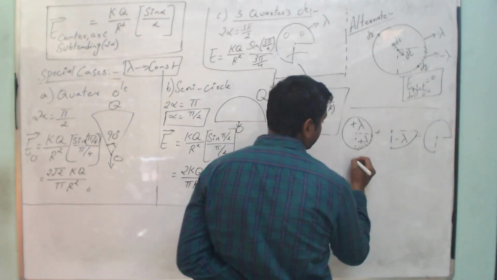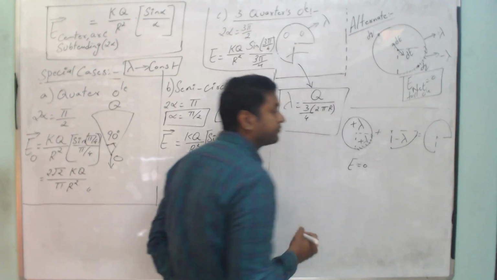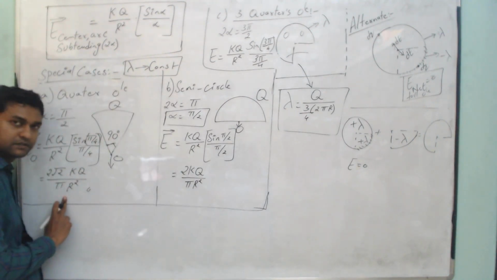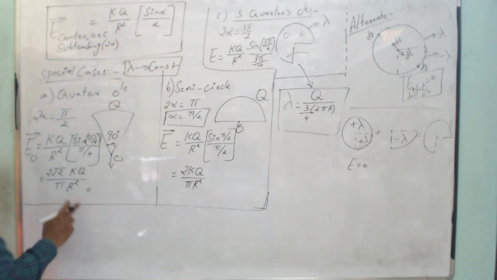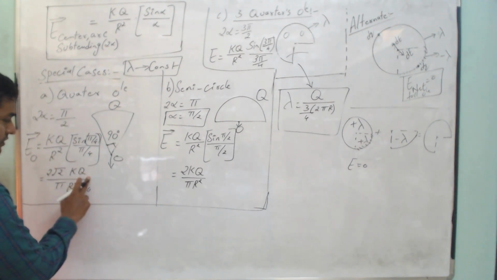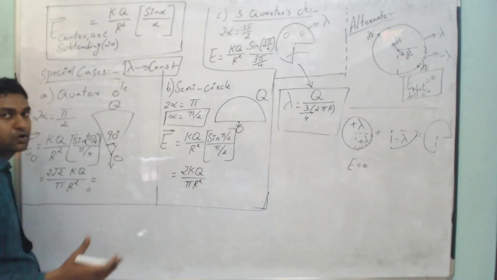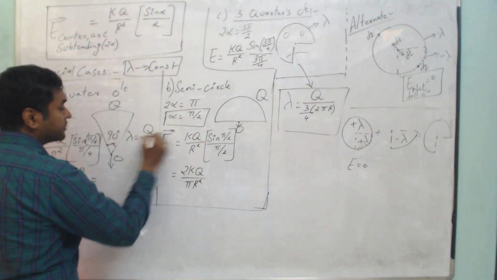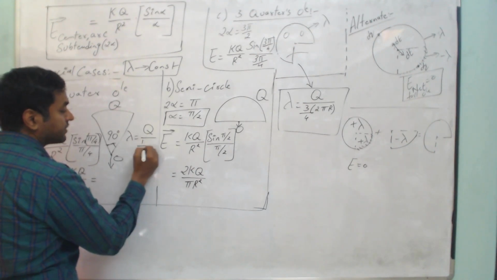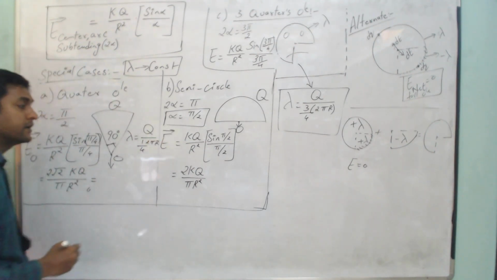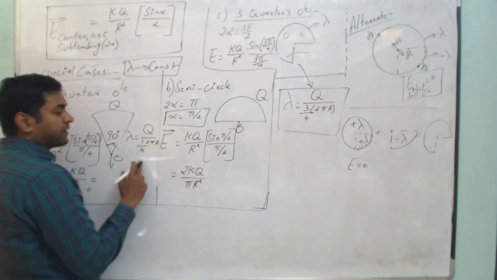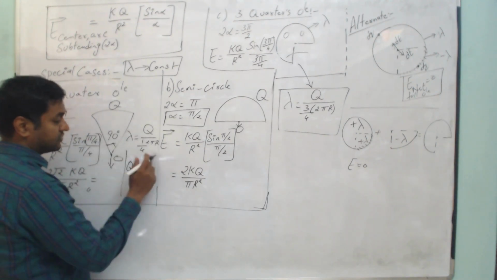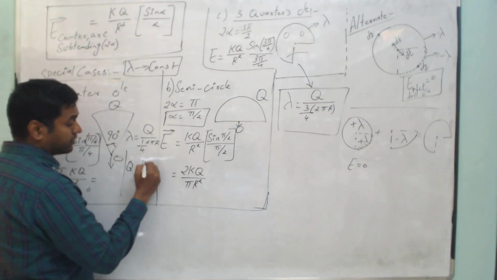Electric field due to full circle, I know it is 0. Electric field due to a quarter of a circle, I already know is this. But I should not use this Q over here. That's why I want to write this in terms of lambda now. What is lambda for this situation? Total charge divided by 1/4 of 2 pi r, so basically that will be pi r by 2. So my total charge Q in this question will be pi r by 2 into lambda.